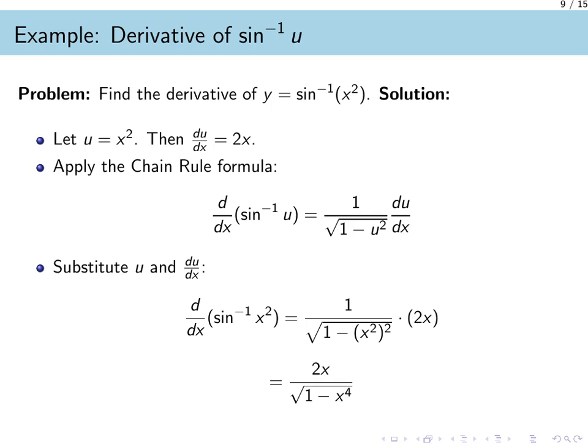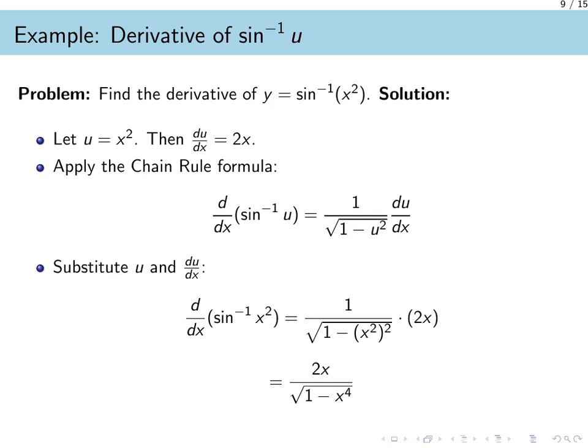Now let us see how to combine our new derivative formula for inverse sine with the chain rule. We want to find the derivative of the inverse sine of x squared. The key is to recognize that the inner function, which we call u, is x squared, and its derivative, du dx, is 2x. The general formula states that the derivative of the inverse sine of u is 1 over the square root of the quantity 1 minus u squared, all multiplied by du dx.